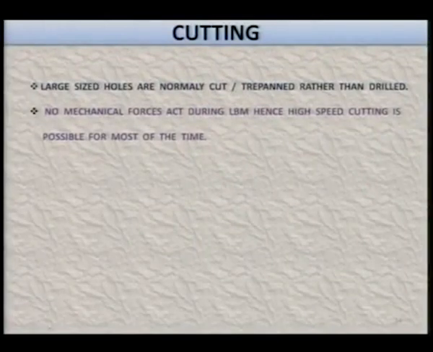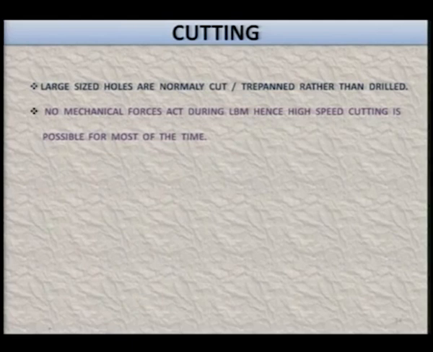There are no mechanical forces acting on the workpiece during the machining process with the help of laser beam, hence high speed of cutting is possible for most of the cases and for most of the time. Invariably the machines available have the CNC feature, computer numerical control feature, so that you can program the movement of the beam along the periphery to be cut or machined, and it can be done at a much faster rate than what you do by conventional processes.